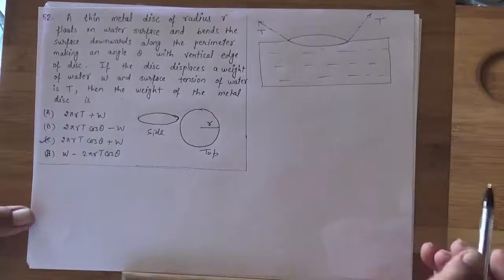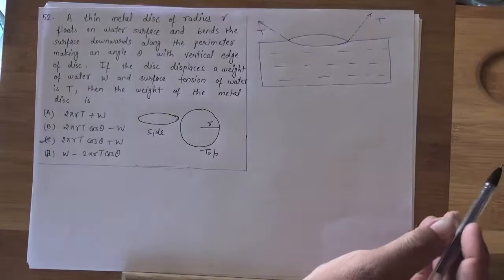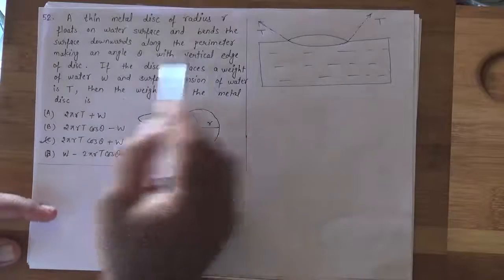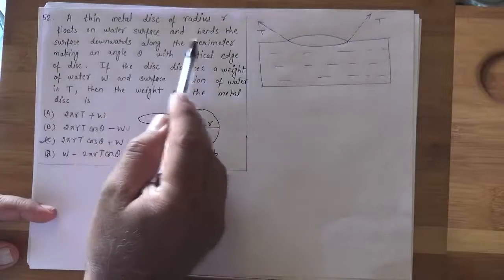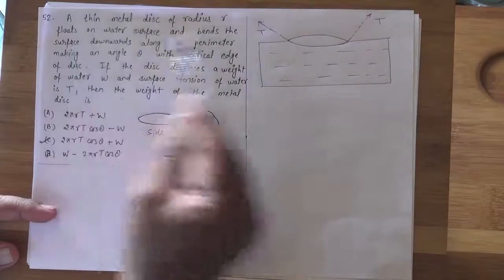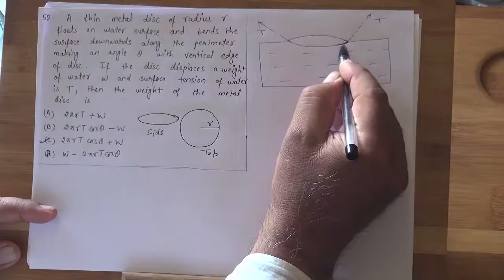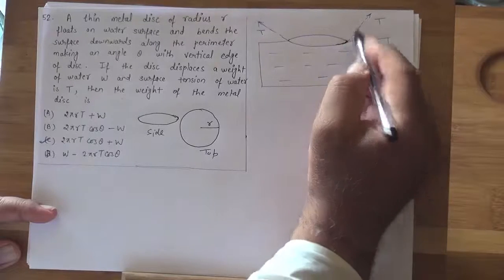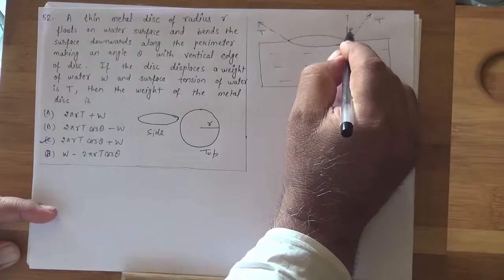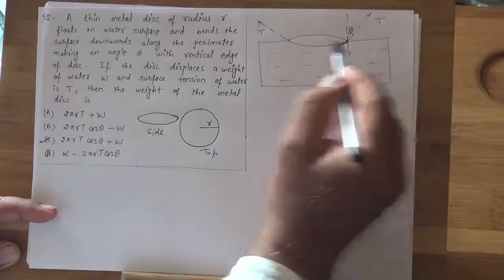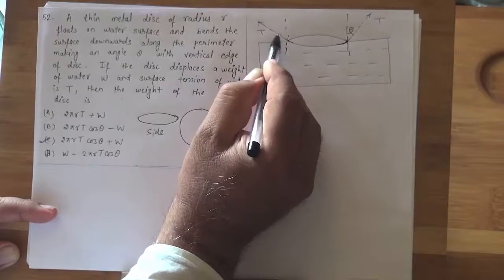The density must be less than water and it floats in this situation. When it is floating, the surface bends downward, making an angle theta with the vertical at the edge. This is bent downward and this is the water surface. Exactly at this point, this makes an angle theta with the vertical.